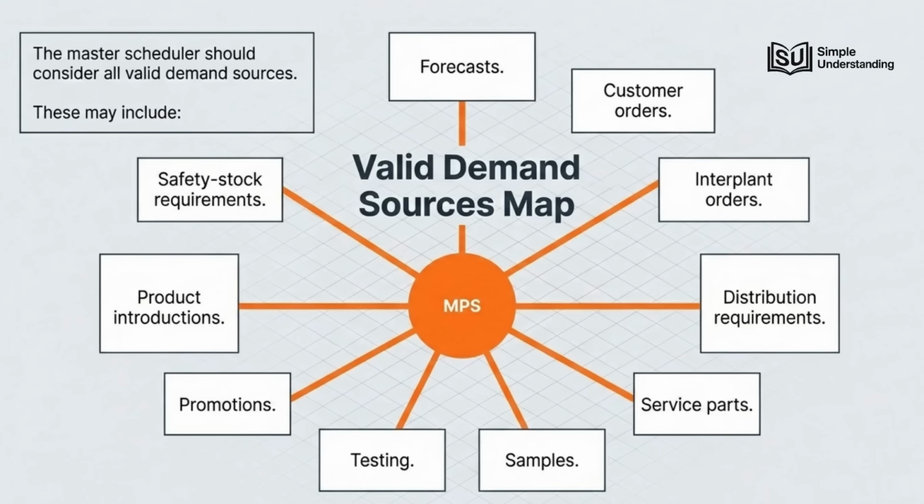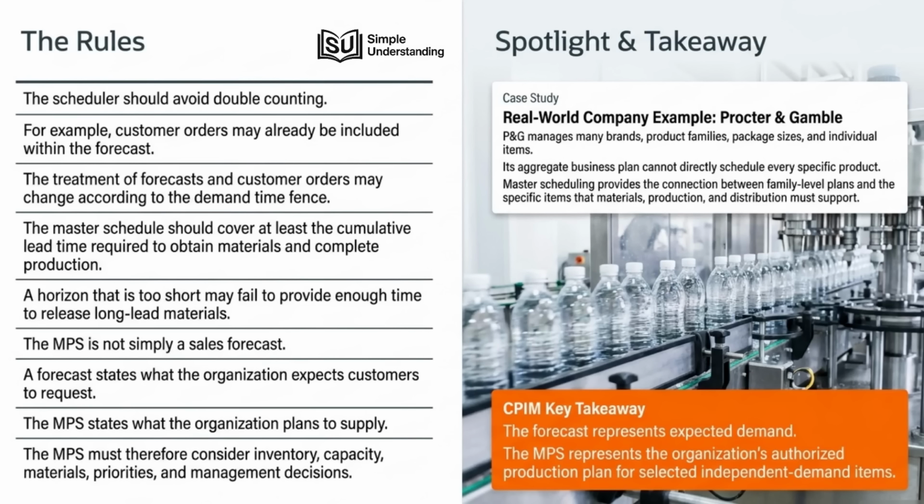The master scheduler should consider all valid demand sources. These may include forecasts, customer orders, interplant orders, distribution requirements, service parts, samples, testing, promotions, product introductions, safety stock requirements. The scheduler should avoid double counting. For example, customer orders may already be included within the forecast. The treatment of forecasts and customer orders may change according to the demand time fence.